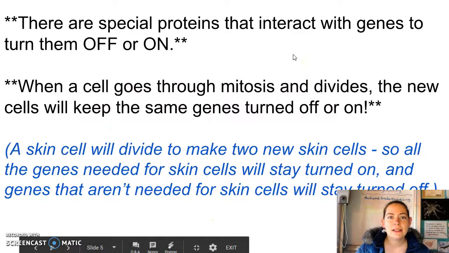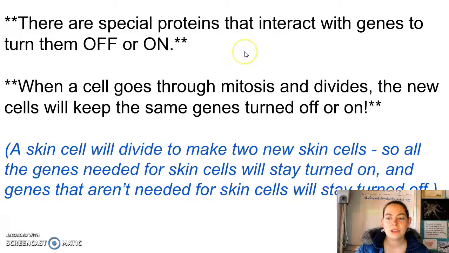So the reason this happens is that there are special proteins that interact with the genes, the different parts of your DNA, that can turn them off or on. So these are called regulatory proteins, and they can attach to a gene and tell it to turn off. Basically, it's saying, don't make that protein. We don't need that in this cell. Or they might turn a different gene on and say, hey, I'm a cell in your stomach, and I need to be able to make enzymes to digest food, so I need this enzyme, turn it on.